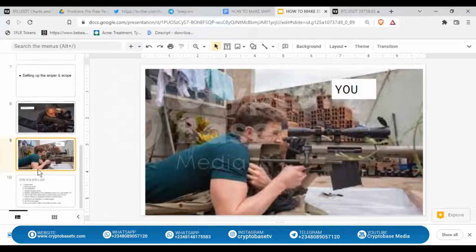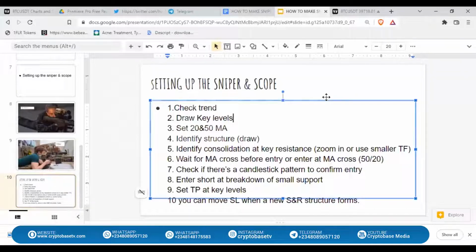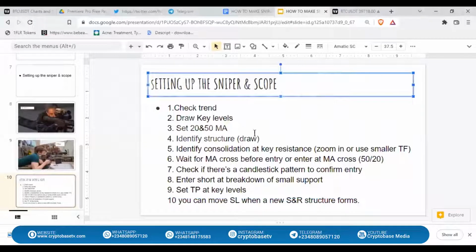Now, okay, so to set this up, this is a sniper trading strategy. Let me first be sure that everybody's on the same page with me. If you're on the same page and you can see my screen clearly, please let me know. Send an eye to the chat session if you can see my screen clearly. Great, great. I'm currently setting up the sniper and scope.